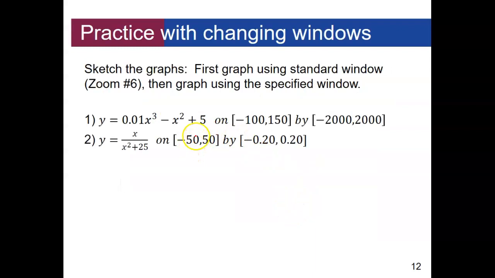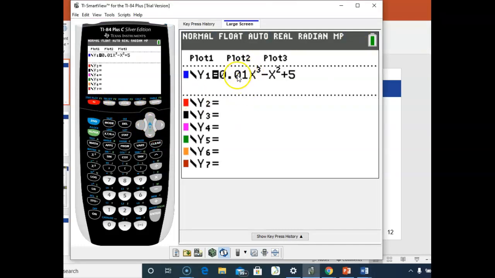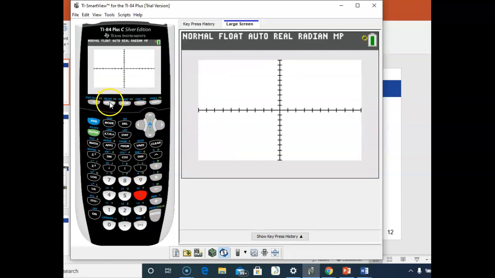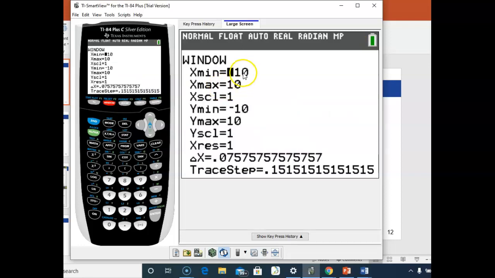Okay, here are a couple that I'd like for you to try, and I'm going to switch over to my calculator and go through these as well. Okay, for the first problem that I ask you to do, if you go to y equals and type that in, that's where you'd want to go to get this typed in. And then I'd like for you to start with zoom number 6, which is zoom standard. Zoom standard gives us this window. Okay, so it gives us our standard window from -10 to 10 and -10 to 10.